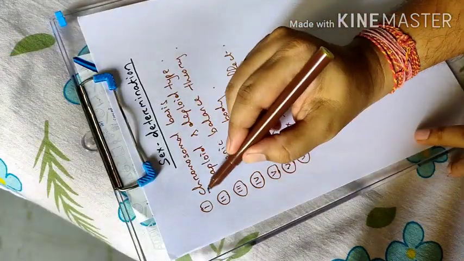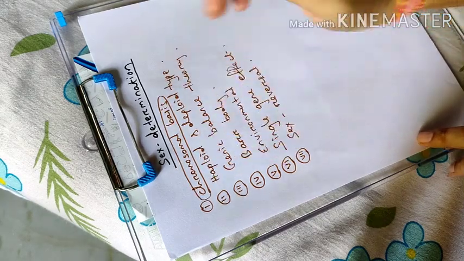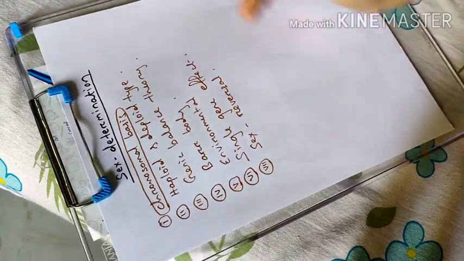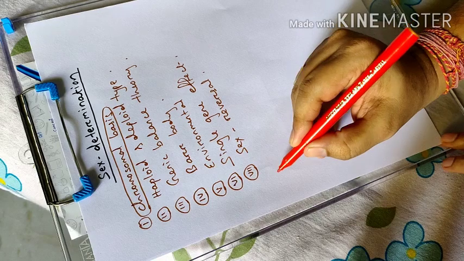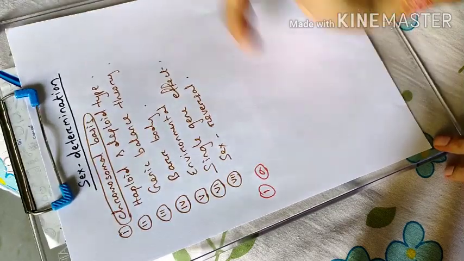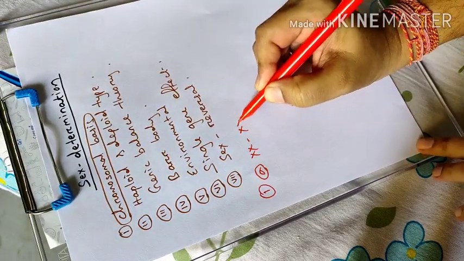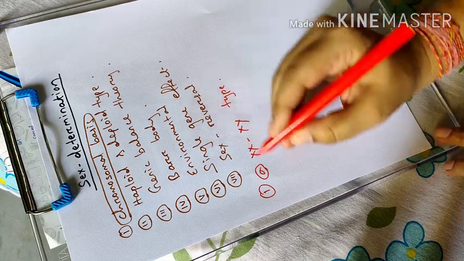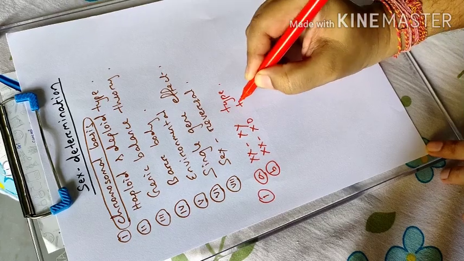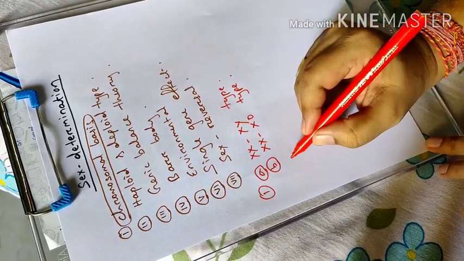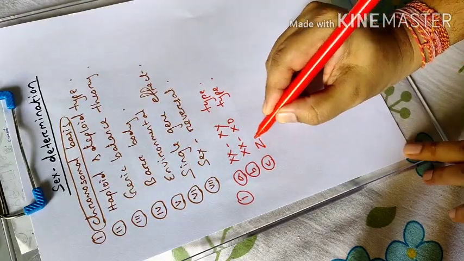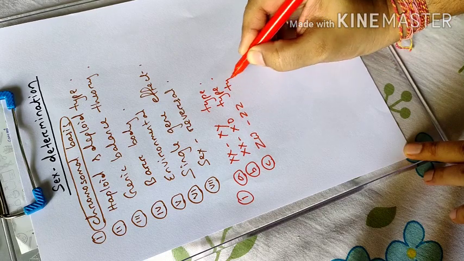The first one is chromosomal basis of inheritance. In that basis, there are different types. Number one, chromosomal. It has first XX-XY type. The second one, XX-X0 type. Third one, ZW-ZZ type.